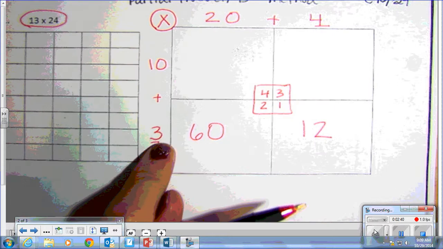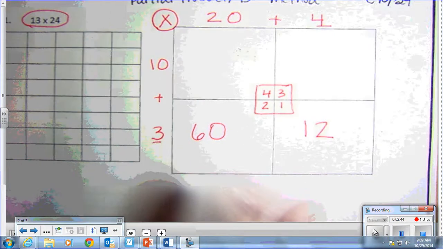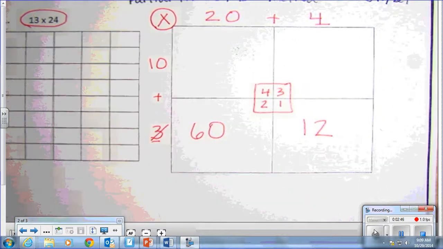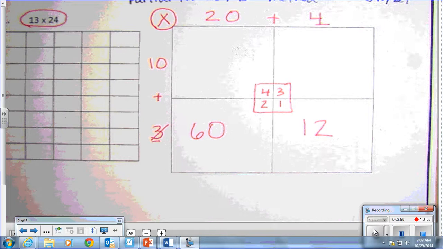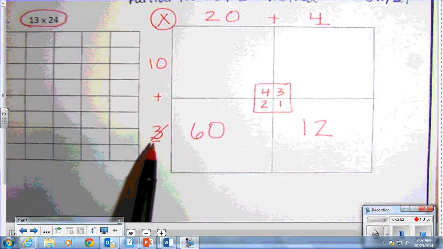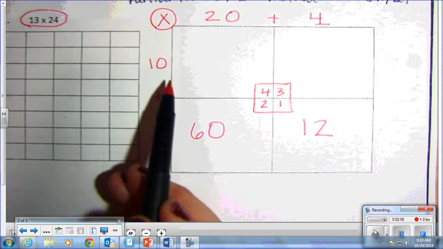I have already multiplied this 3 by both of those digits, haven't I? So I am done with that 3. I already multiplied it by the 1's place. I already multiplied it by the 10's place. I like to cross it off because I don't need to worry about multiplying that 3 anymore. So now I'm going to move up to the 10.